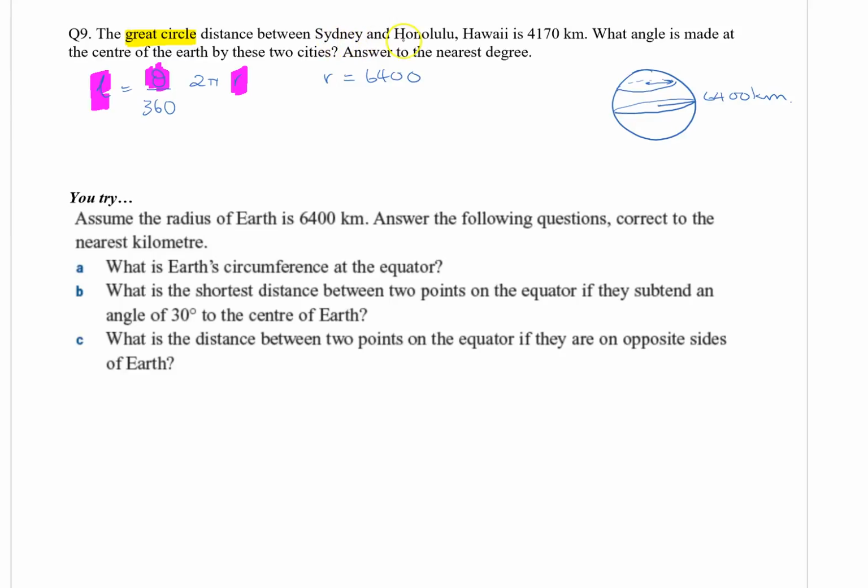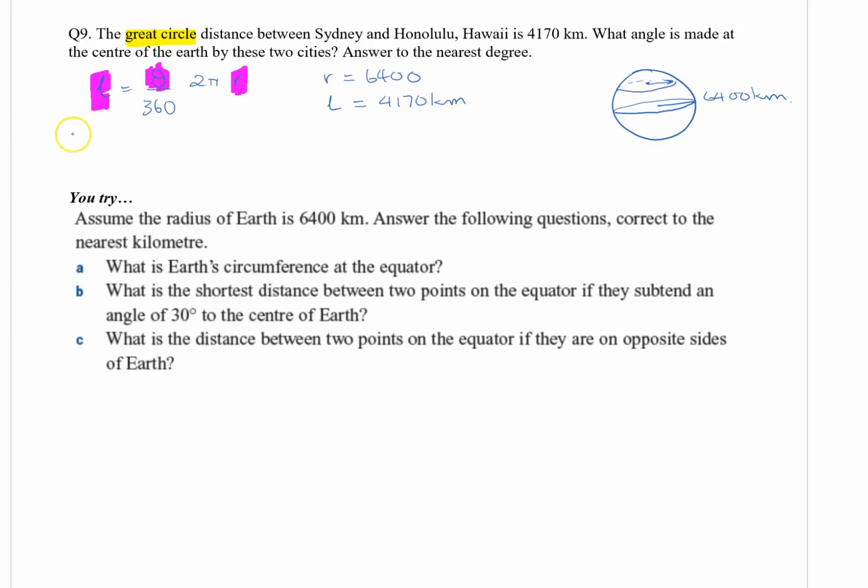And we're going between Sydney and Honolulu, and that arc distance is 4170 kilometres. So you're probably realising the thing we're going to be asked to find is the angle. It says, what angle is made at the centre of the Earth between these two cities? Answer to the nearest degree. That doesn't come as a surprise once we've made the connection between this formula and an equation in algebra, needing to solve an equation.